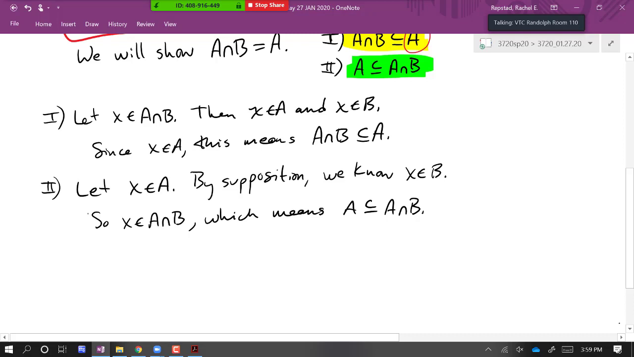Now, their powers combined, parts 1 and 2 here, we know that A is equal to A intersect B. And that equality holds if A is a subset of B.